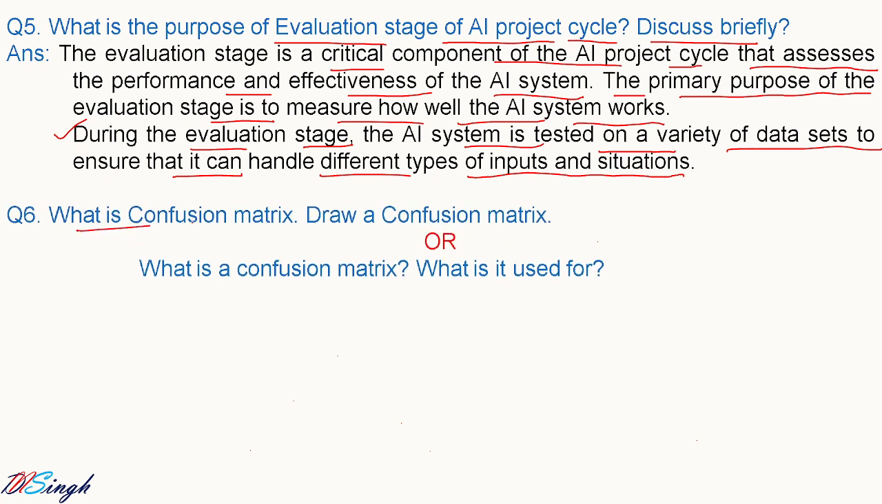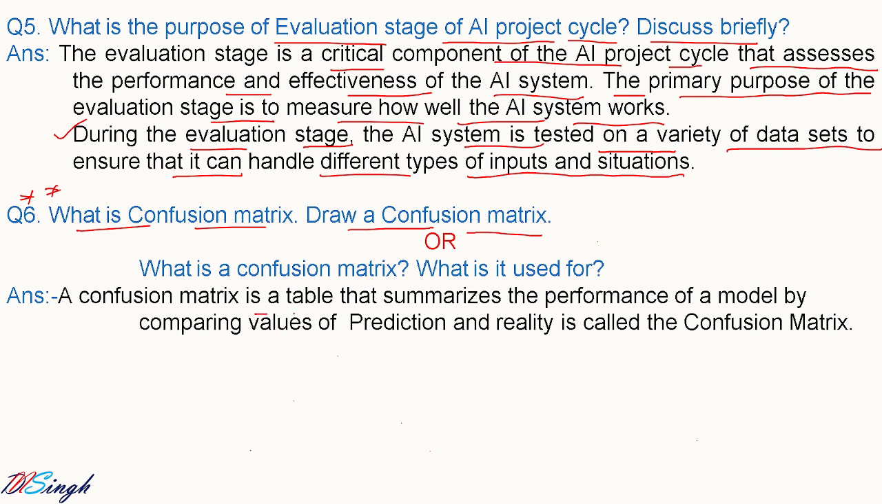What is a confusion matrix? Most important. Definitely it will come in your exam. Draw a confusion matrix. Okay, they might ask in a different way: what is a confusion matrix, what is it used for? So a confusion matrix is a table that summarizes the performance of the model by comparing the values of prediction and reality.